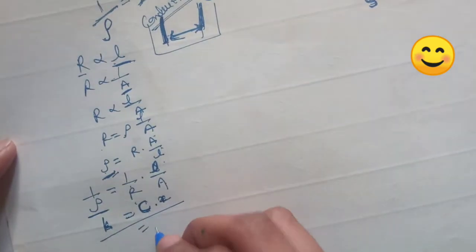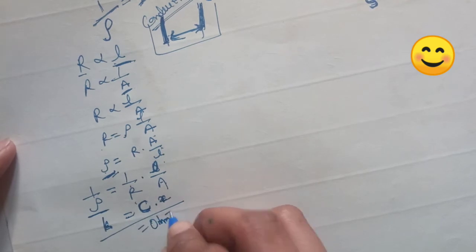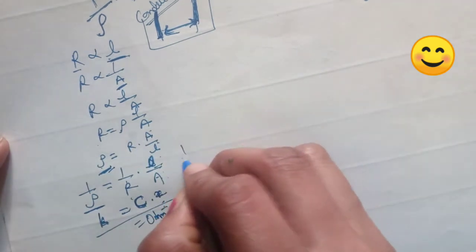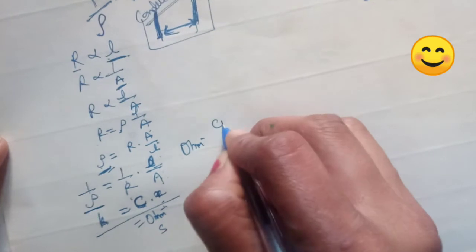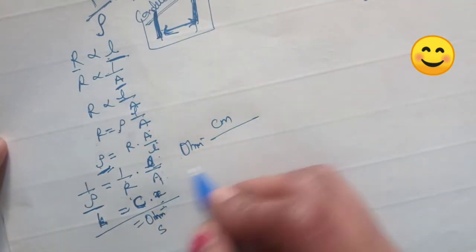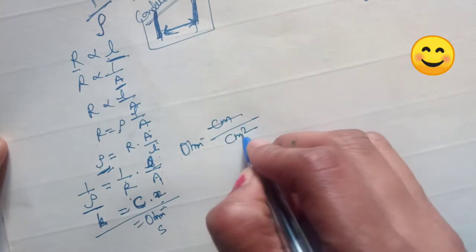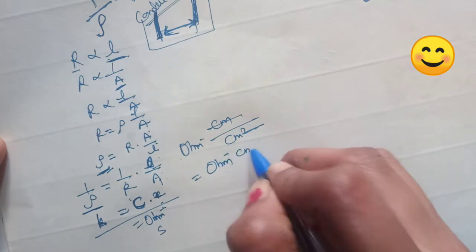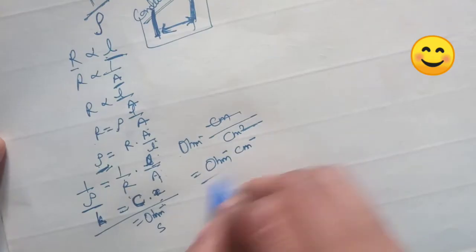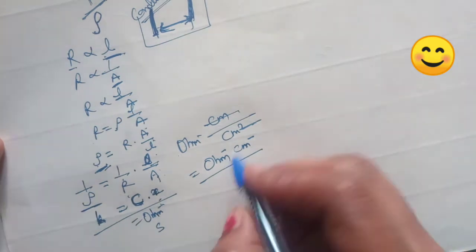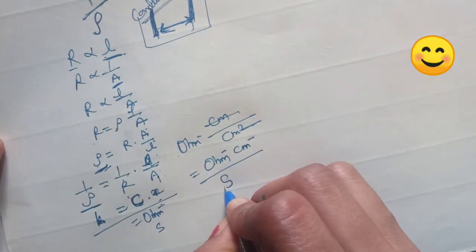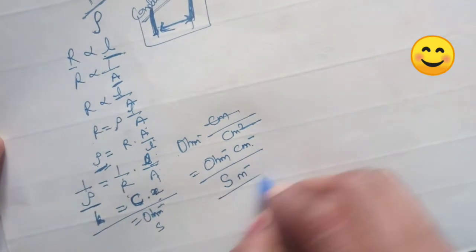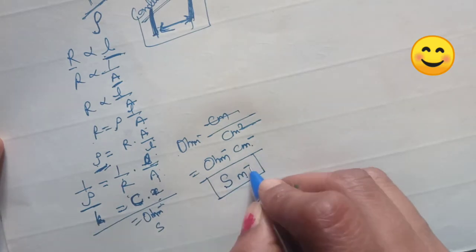Kappa, sorry, conductance means ohm inverse, or we can say Siemens. And X, what is X? L upon A. L means this is the ohm inverse. L means distance, this is centimeter. A is area. Area means centimeter square. This is cancelled by each other, so the unit will be ohm inverse centimeter inverse. It is the unit of kappa, and in SI unit ohm inverse is replaced by the S, and centimeter inverse is replaced by the meter inverse. So in SI system its unit is Siemens meter inverse.